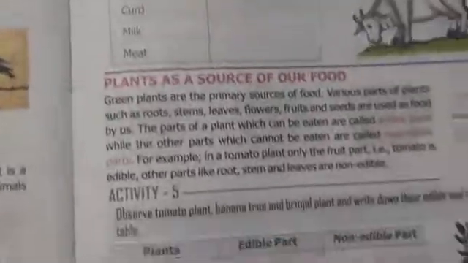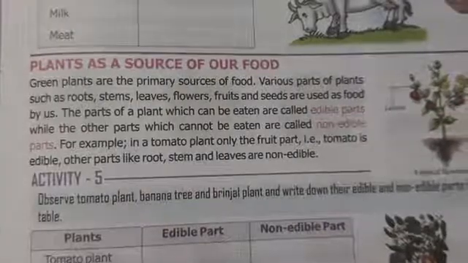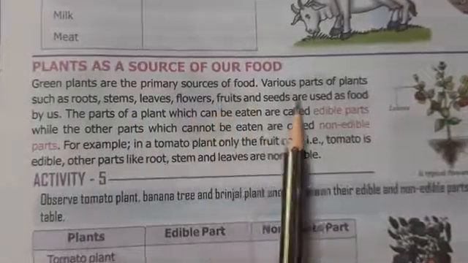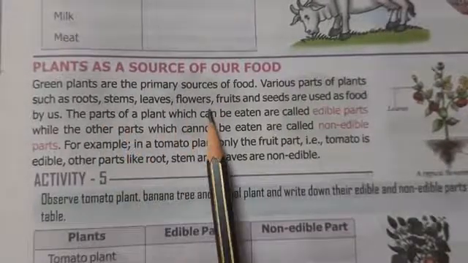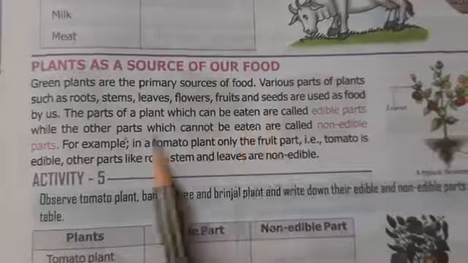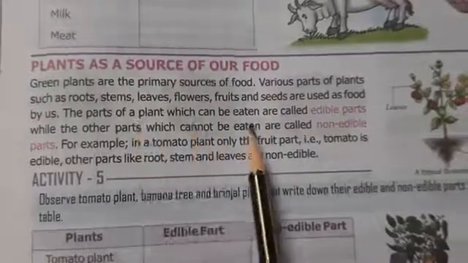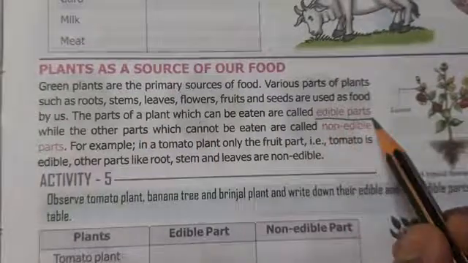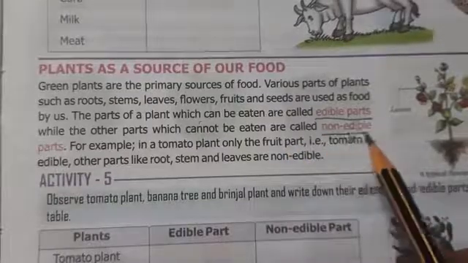Now we'll see plants as a source of our food. Just now I told you green plants are the primary sources of food. There are various parts of the plants like the roots, stems, leaves, flowers, fruits, seeds, which are all eaten by us. So the parts of the plants which can be eaten are called edible parts, and the parts which cannot be eaten are called non-edible parts.